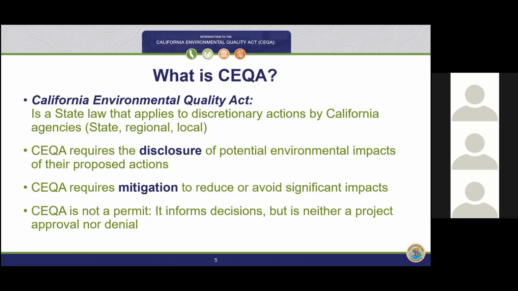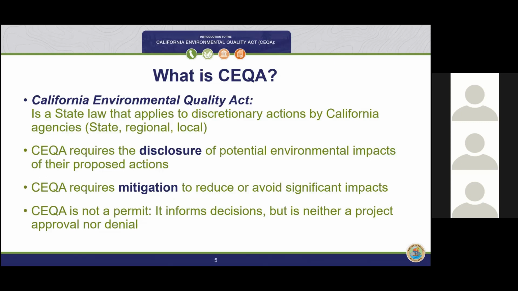All right, hope everybody's doing well tonight. So what is CEQA? As Alex said, it's an acronym for the California Environmental Quality Act. CEQA is a state law that applies to discretionary actions taken by California agencies, state agencies, regional and local agencies. Discretionary action refers to a decision that requires deliberation or exercise of judgment by one of the decision-making bodies.